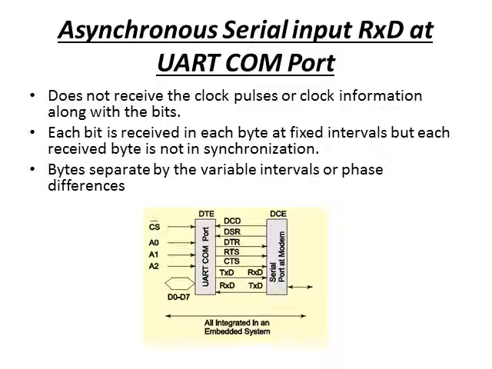All are going to be integrated in embedded systems. D0 to D7 is the data, A0 to A2 is the address, CS is the control, and UART COM port and serial ported modem, and the other explanations, that is what is DTE, what is DCE, is going to be explained in the next slide.